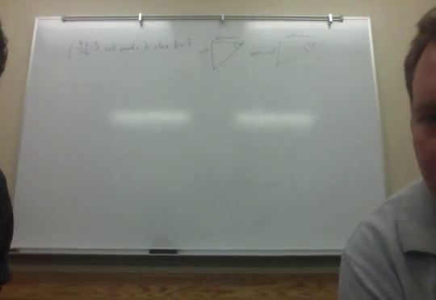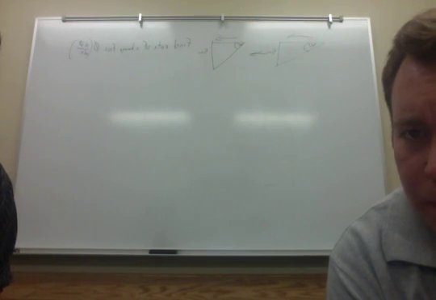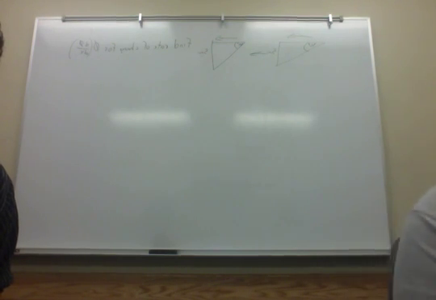The range R of a projectile fired with initial velocity v0 at an angle of theta to the horizontal is R equals v0 squared sine of 2 theta over g.